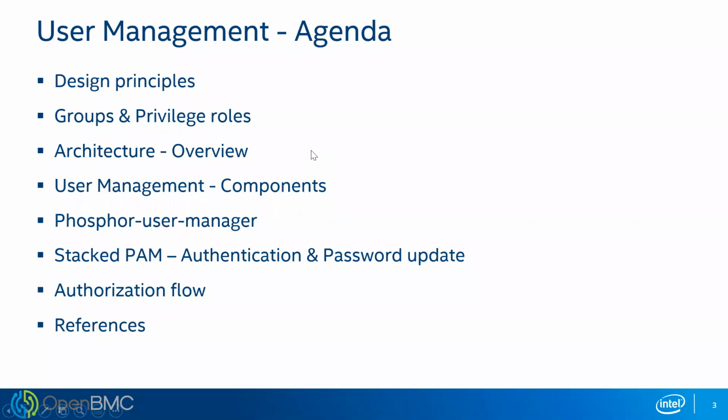I'll try to cover things quickly so that we have a lot of time for questions and answers. The agenda: before going in depth, I'll cover the design principles, why user management in OpenBMC has been done in a particular way. Then the groups and privilege roles in OpenBMC, and one high-level architecture overview of user management. Then we'll dig into the components, how we use the common user manager or stacked PAM, including the authorization flow. I also have references to the code. My main aim is that whoever is new can look at the code after seeing this specification and understand certain things from the slides.